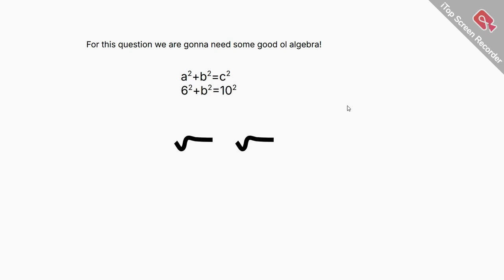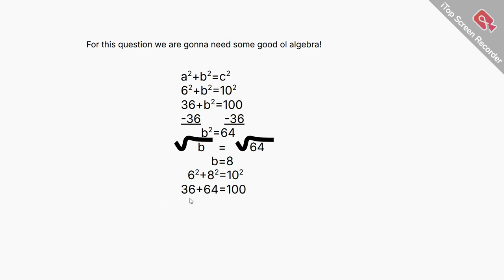We put down the formula, and then we plug in the numbers. We do the math on what they actually equal. We subtract 36, and we get this number. We take the square root of both sides, so we take the square root of 64, and we get b equals 8. Boom. And if we plug that number back into the formula, we get this, which equals this, which means it's correct.